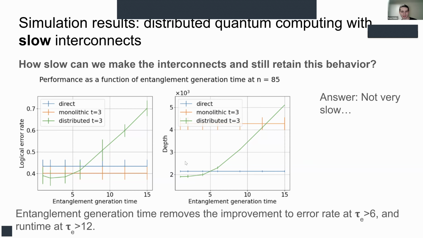However, it doesn't happen immediately. I mean, it's not like you can handle hundreds of time steps of entanglement generation time, but it is around 5 or 6 where you start to actually see issues. It's not until 6 for the error rate improvement and 12 for the runtime improvement that you actually lose your advantage. So it's not great, but it is usable. Like you can, with slightly slow interconnects and slightly noisy interconnects, still get these advantages, which is exactly what we want.